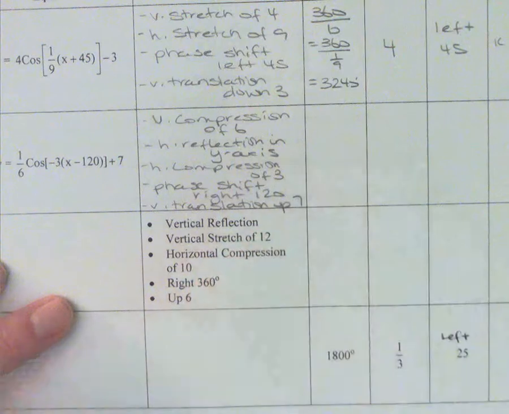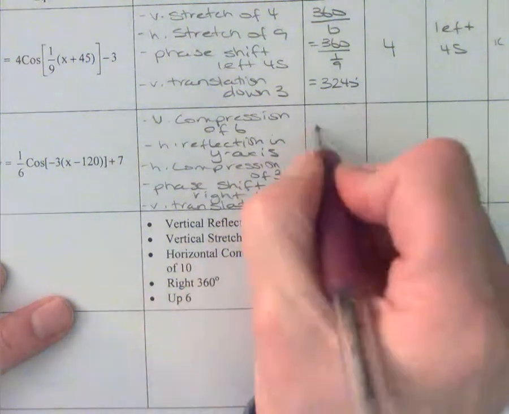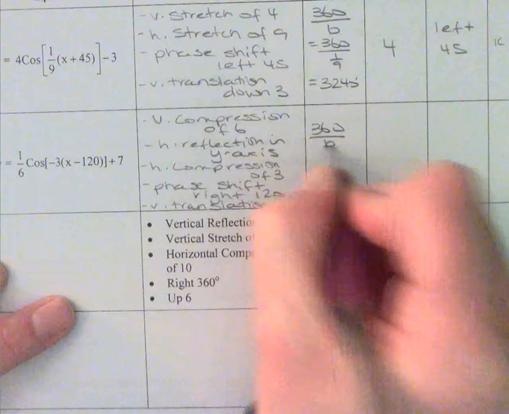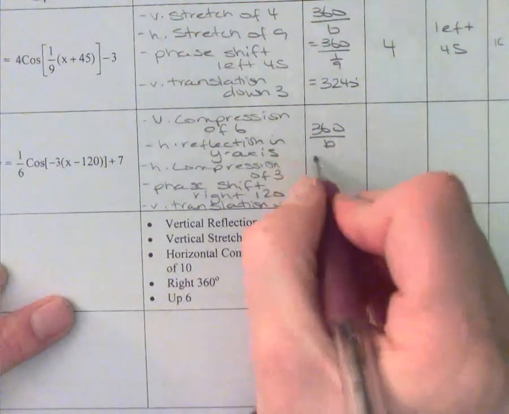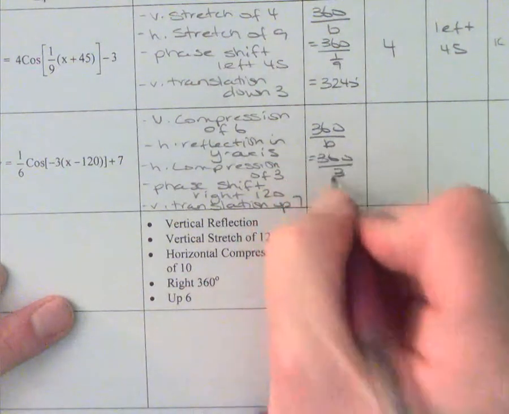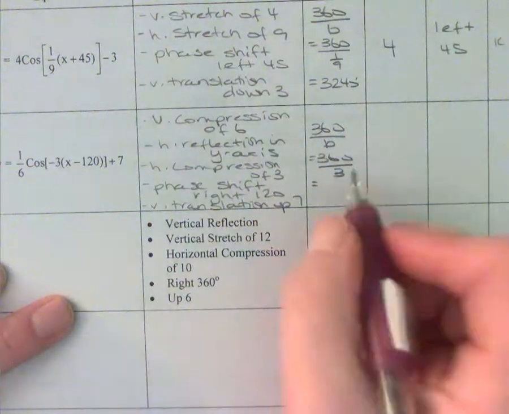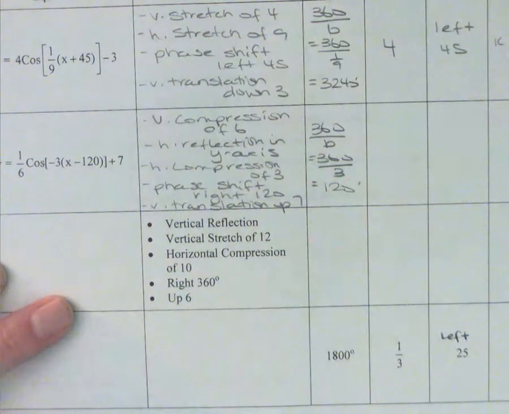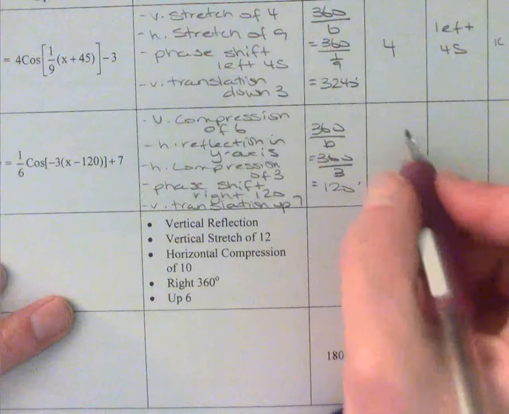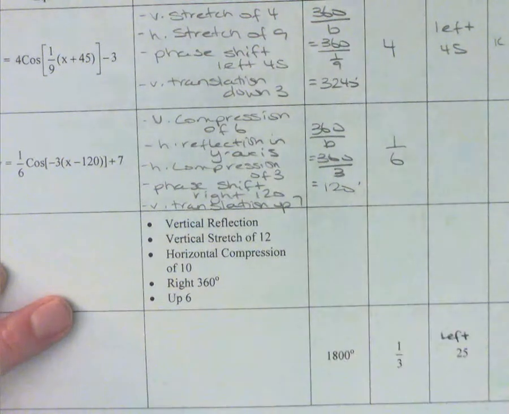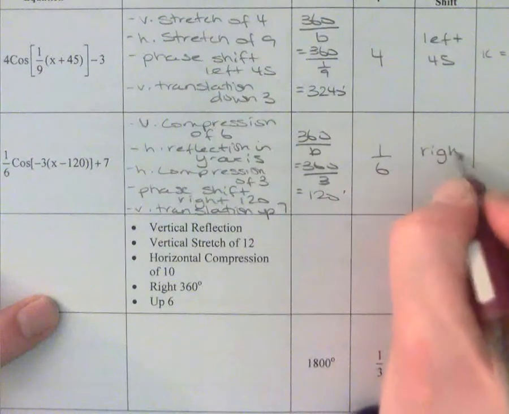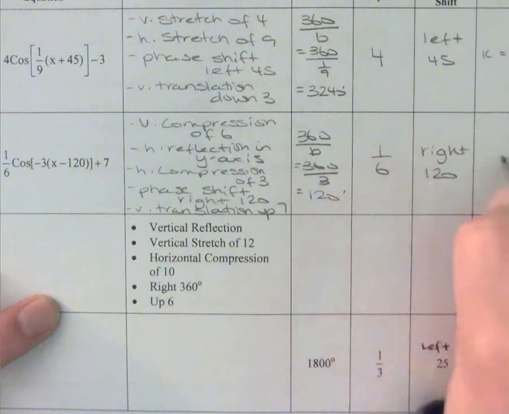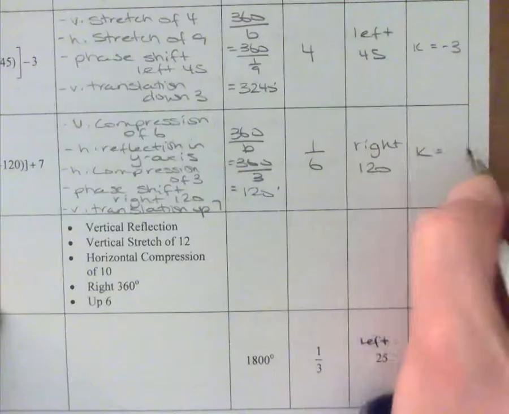up 7. Again, it's a cosine graph, so it's going to be 360 divided by b. And really, it's the positive value. Technically, it's the absolute value of b. So we're going to do 360 divided by 3. And that gives me 120 degrees. My amplitude will be 1 over 6, the cosine graph. I'm going to move right 120, and my k value is 7.